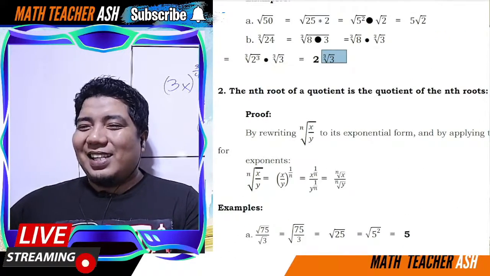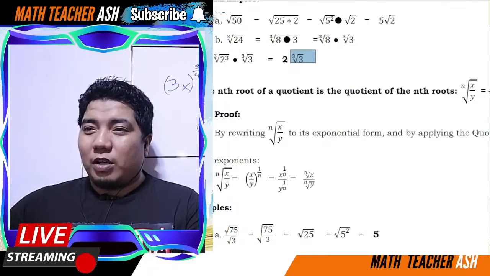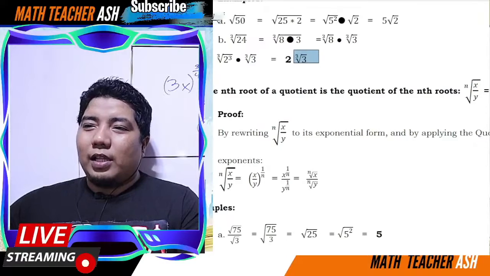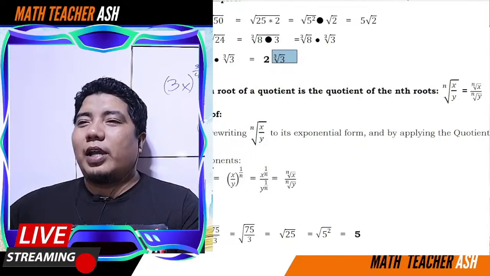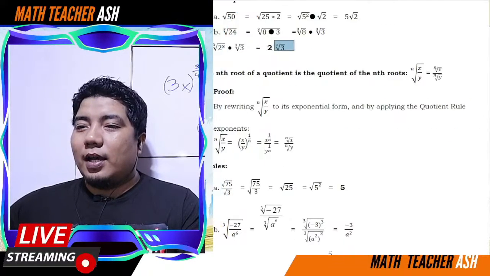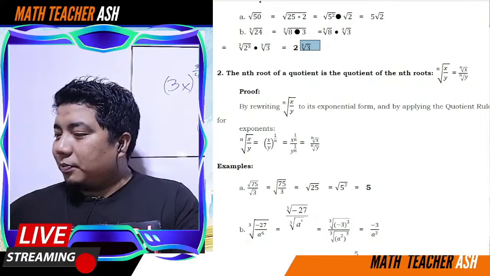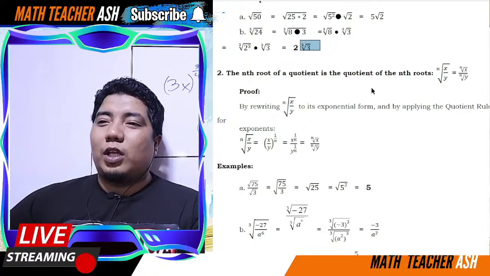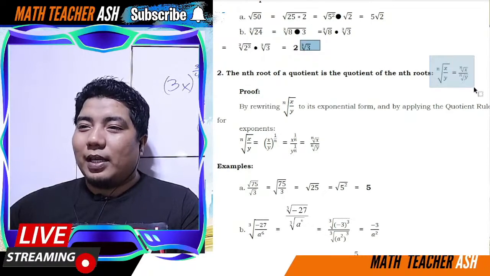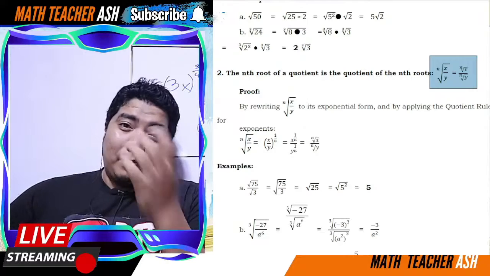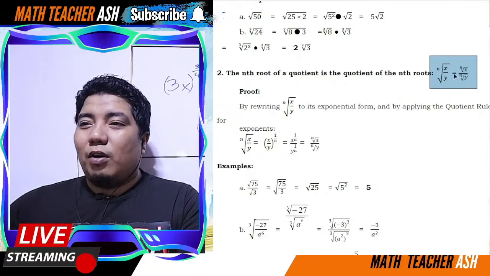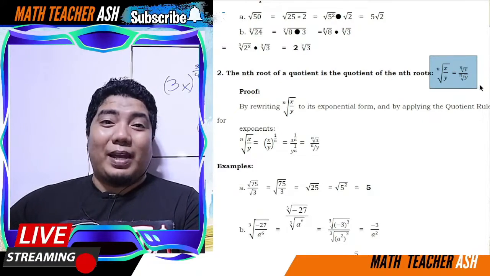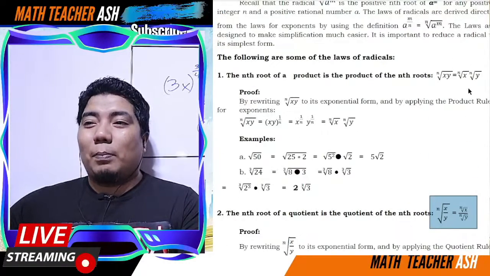Now, let us continue. Medyo maingay sa labas. Now, the nth root of a quotient is the quotient of the nth roots. Grabe, no? Nakakalito yung statement. The nth root of a quotient is the quotient of the nth roots. Alright. Pero pag pinakita ito into a symbol, so the nth root of x over y is just the same as the nth root of x divided by the nth root of y. Katulad lang dito, pagbibiyakin sila.